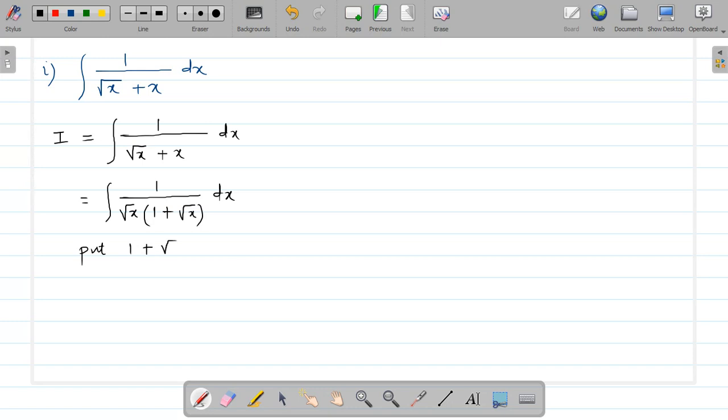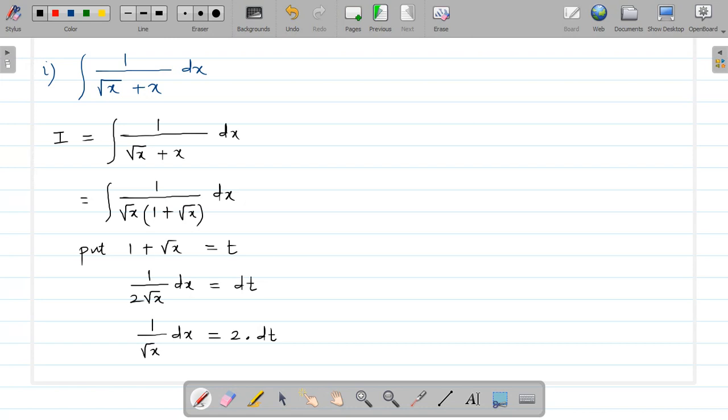1 plus root x is equal to t. Now if you take the derivative of this, as we put 1 plus root x is equal to t, then differentiate this with respect to x, what will you get? Derivative of 1 is 0 plus derivative of root x is 1 upon 2 root x. Just revise this. The derivative of root x is 1 upon 2 root x, so 1 upon 2 root x dx is equal to dt. Now as per this substitution, you can replace 1 upon root x dx as 2 times dt.